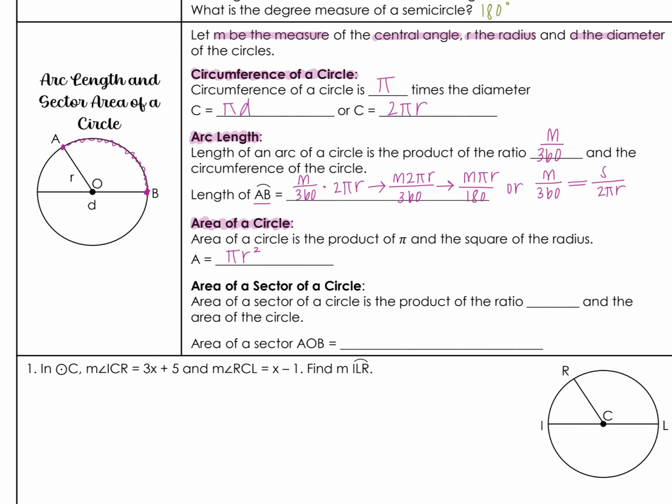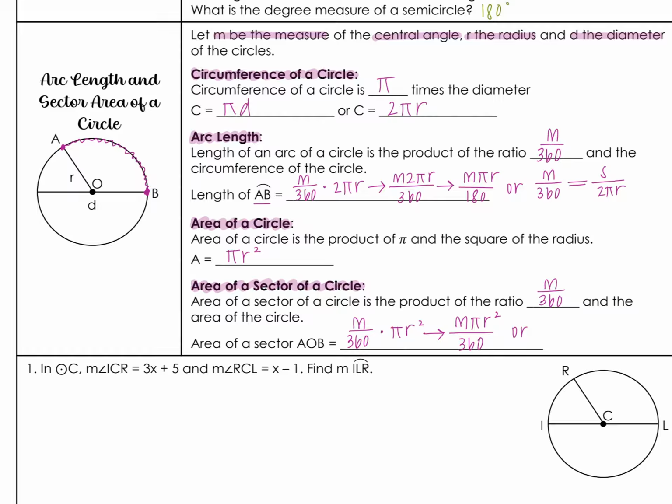Then we have the area of a sector of a circle. The area of a sector of a circle is going to be the product of the ratio, so that M over 360 again, and the area of a circle. So we'll have that M over 360 times pi r squared. Once again, you can rewrite this so that it's in the numerator, my M pi r squared divided by 360.